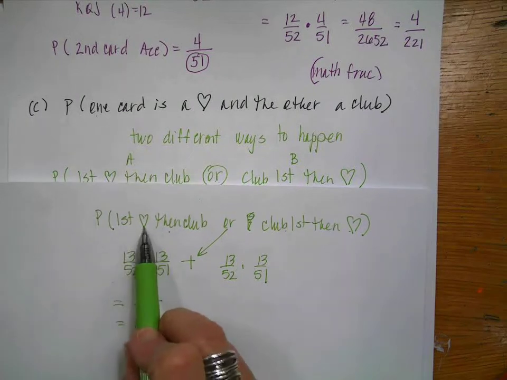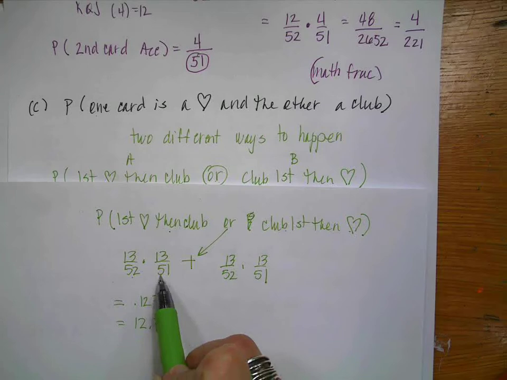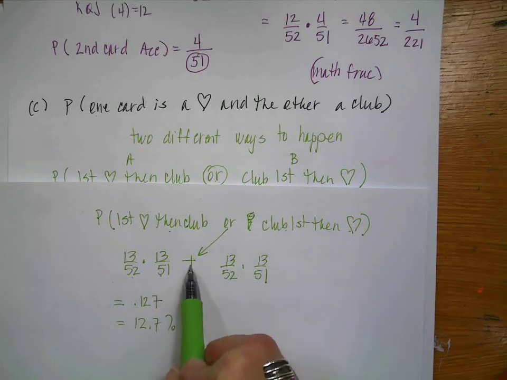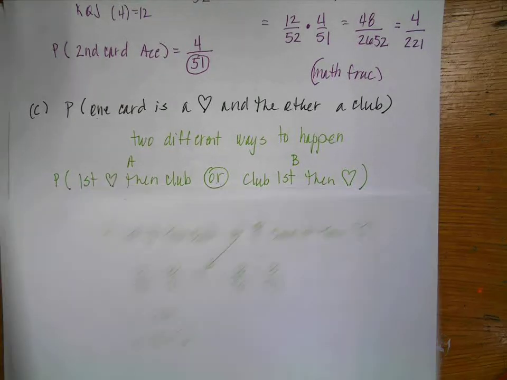Okay, so notice what I did. The probability on the first card of getting a suit is this, and then this is the probability of the second. The or means I'm going to add the two probabilities together, and then I did the same probability. This is the club, this is the heart.